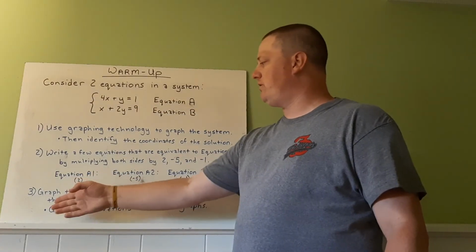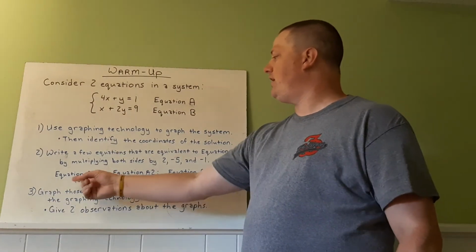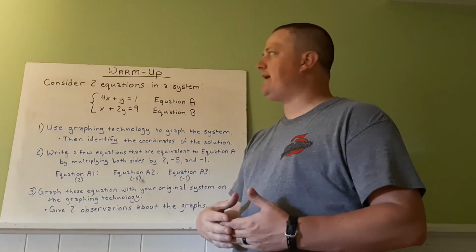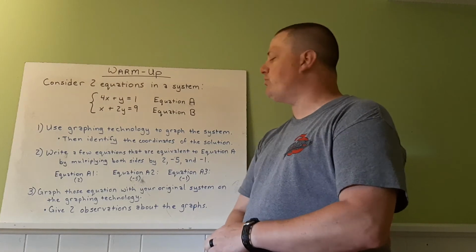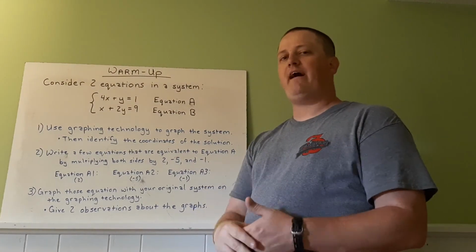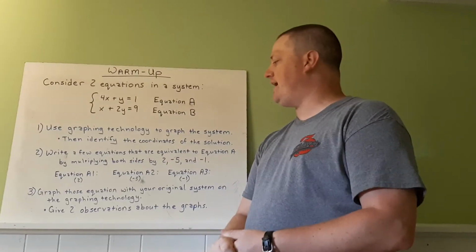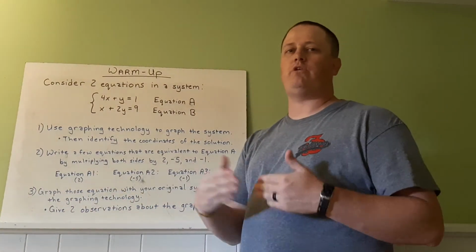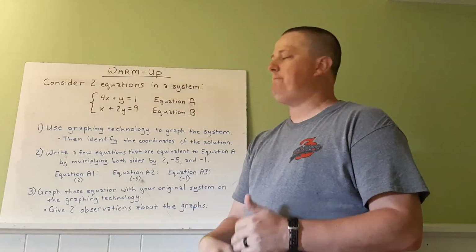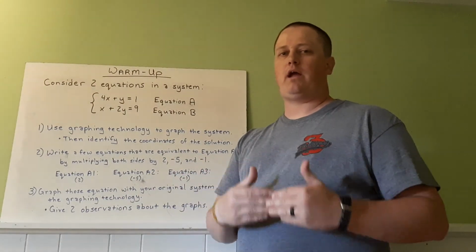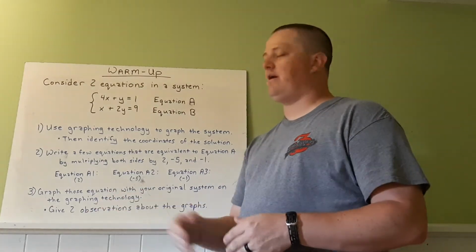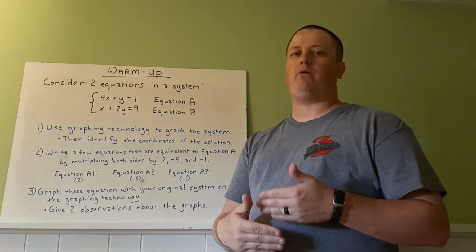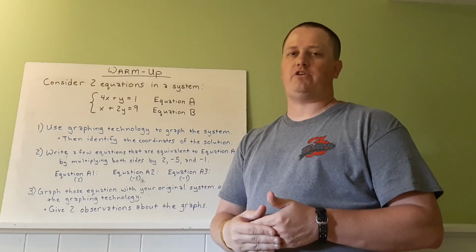What I'd like you to do for part 3 is graph equation A1, A2, and A3 on your technology with the original two graphs. Once you have those 5 graphs on your technology, give me 2 observations about the graphs. What do you notice from these graphs? That information, all that work and your understanding of these graphs, bring to class tomorrow, and that's going to start our discussion as to where we go from here with elimination. Thanks.